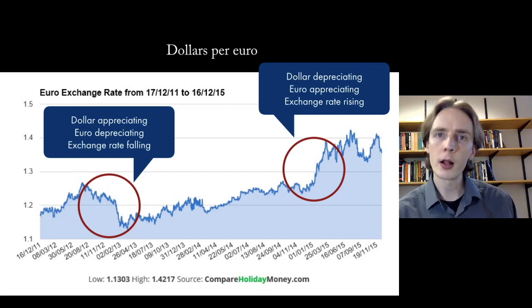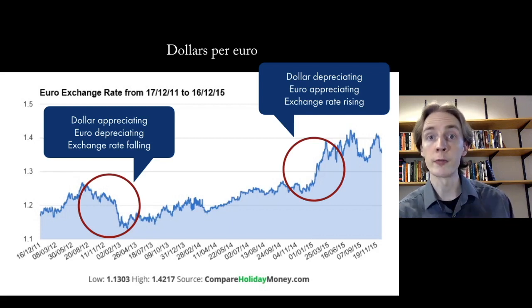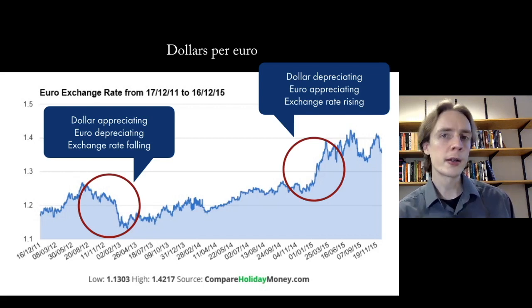So notice the terminology here. Currencies are going to appreciate or depreciate when they become more or less valuable, but exchange rates are going to rise and fall because exchange rates are just those numbers. Currencies are not just numbers. Currencies are units. They can become more or less valuable, but the exchange rate being an actual number is going to be something that can rise or fall.